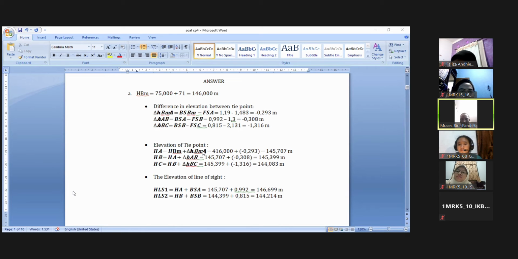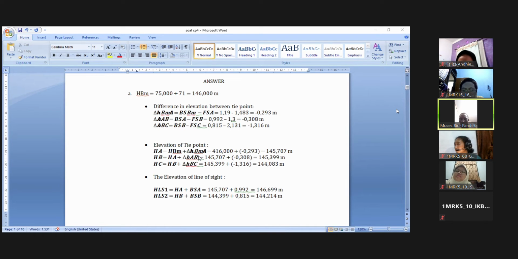Then we continue with the elevation at point C. The elevation at point C will be equal to the elevation at B plus the change in elevation of BC. So it will give us something like 144.083 meters. That is the end of the calculation of the elevation of tie points. Then we go to the elevation of profile points.